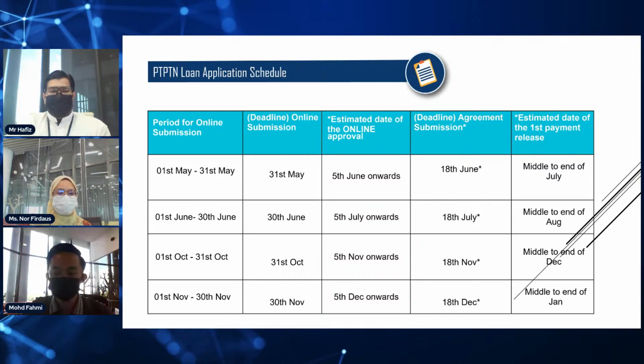Okay, so once you have submitted, the pre-approval will be released by 5th July onwards. Normally, it will be released by 7th or 8th of July. And after the pre-approval has been released, then only you are required to submit the PTPTN hard copy. So the deadline for the agreement submission, we will announce later once PTPTN has come up with the pre-approval. Okay, so normally when the pre-approval has been released, we will update the deadline for the hard copy submission in the slide.